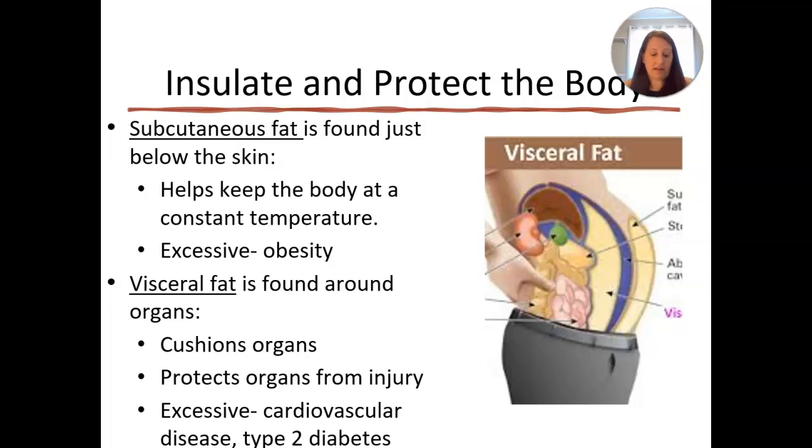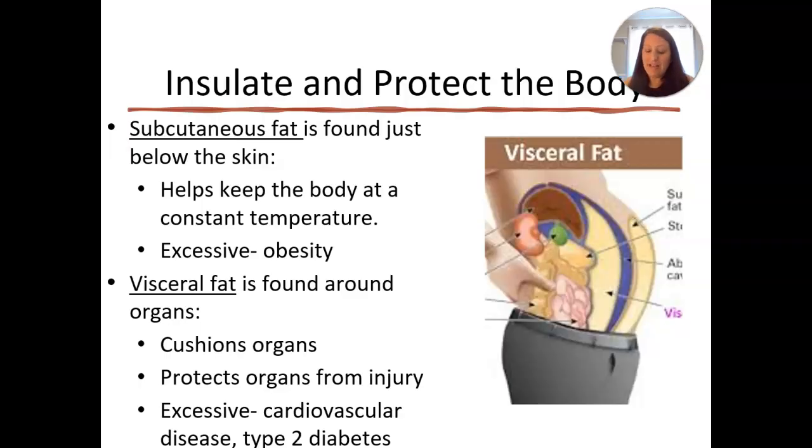Visceral fat, on the other hand, is more dangerous than subcutaneous fat. So subcutaneous fat, again, is found just below the skin, whereas visceral fat is found internally, surrounding organs. Now, some visceral fat is necessary. There should be a little bit of fat around your organs, especially the organs that move, like your heart. It's pumping blood and it's in a chamber, and you don't want it to be rubbing against other things. So a little bit of visceral fat is necessary to provide cushioning to organs, and again, to prevent them from rubbing up against other things and causing injury.